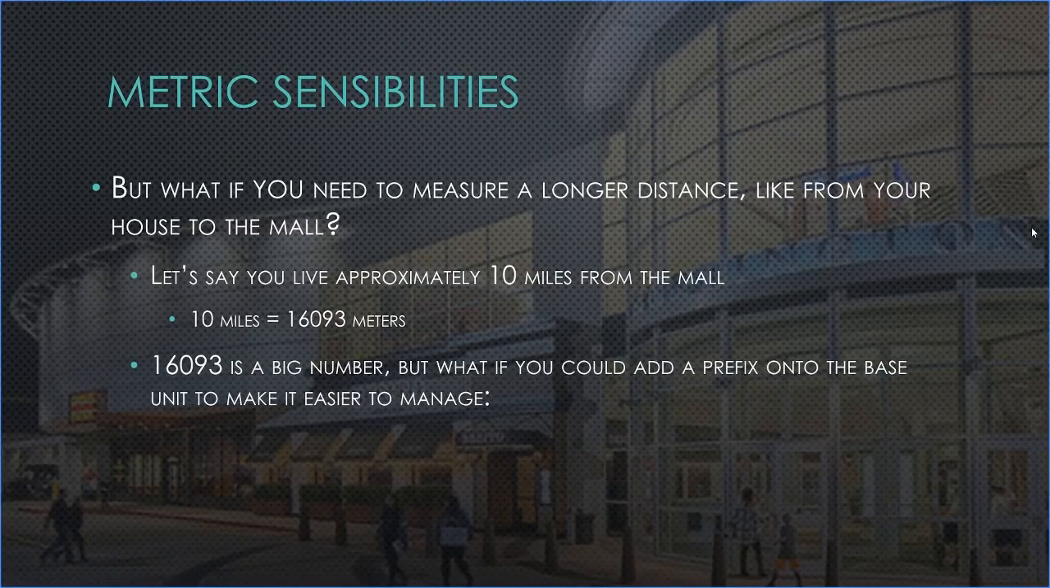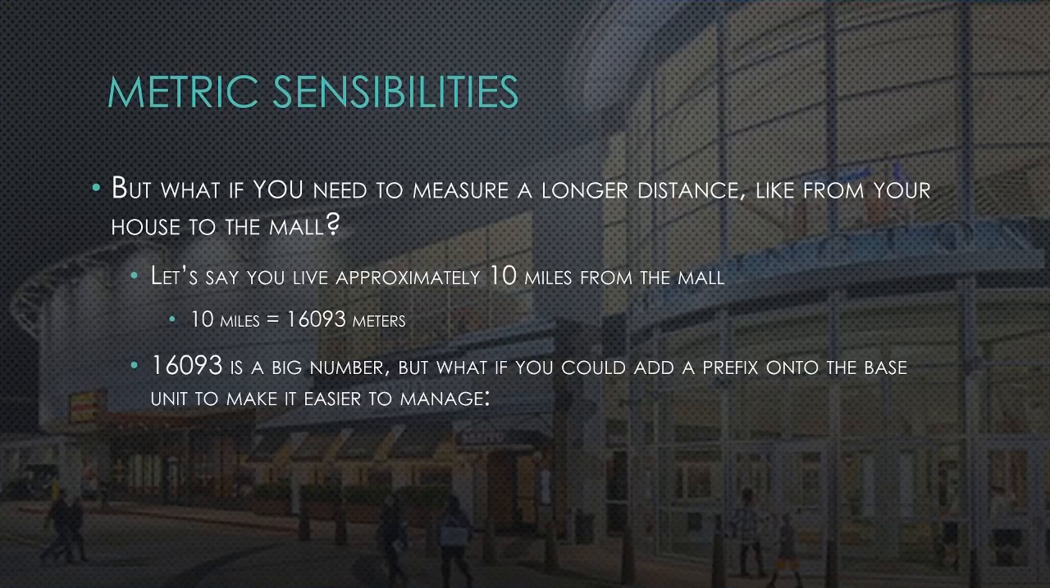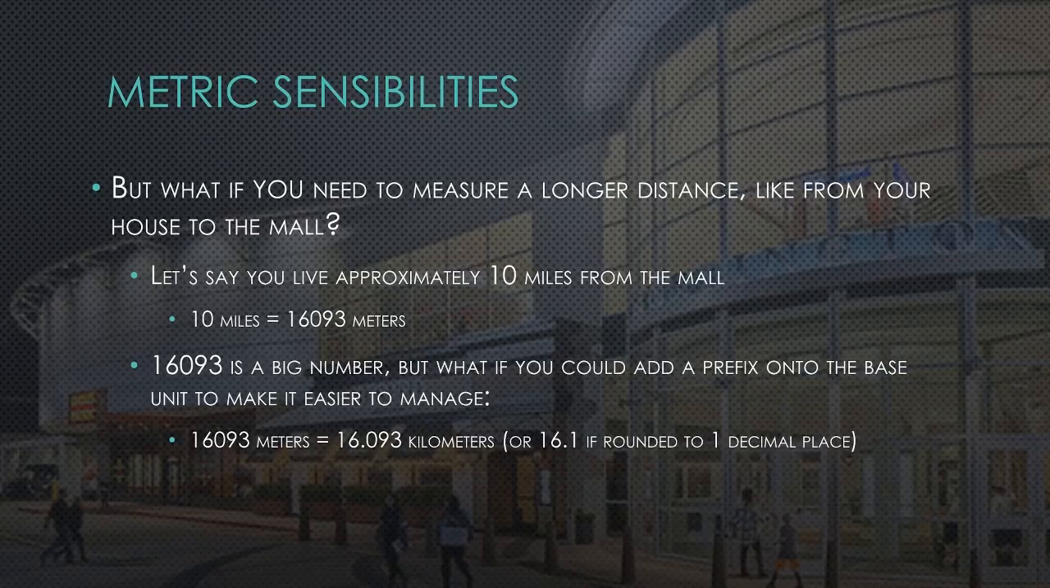Well, that's pretty big. So instead of just using 16,093, I'm going to change my units around by adding one of those prefixes. So in this case, I'm going to change meters to kilometers. 16,093 meters would be 16.093 kilometers. And I could round to 16.1 because that 0.093 is pretty weird to use. So I'd say it's 16.1 kilometers between my house and the mall.